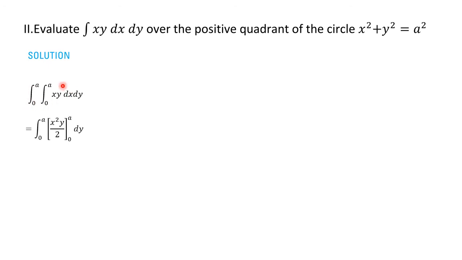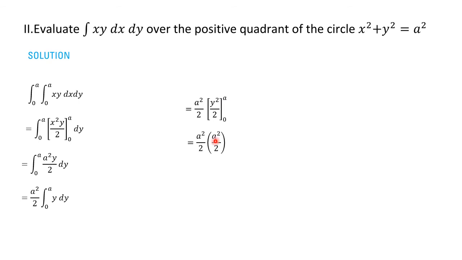Now integrate the inner integral, we'll get x square y over 2 from 0 to a. Put here a, will get a square y over 2 dy. A square over 2 is a constant, so we keep it outside. Now integrate with respect to y, we'll get y square over 2 from 0 to a. Replace y with a, will get a square over 2. Simplify it and we'll get a4 over 4.